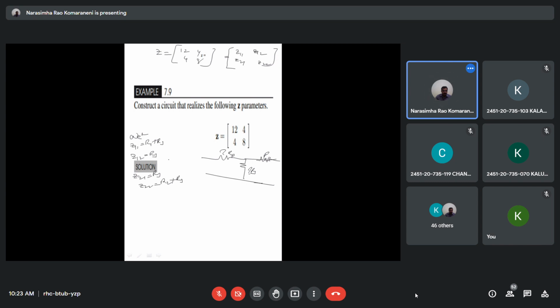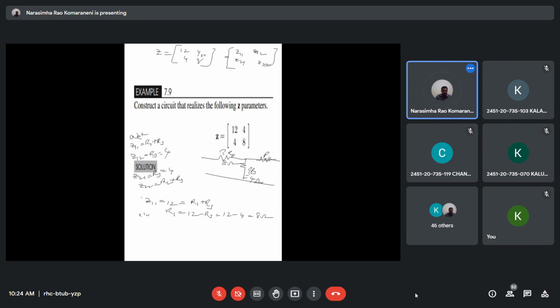So that means here Z12 is nothing but equal to, what is the Z12 value? Z12 is 4. Okay, Z21 is also 4. Means R3 value is directly given, that is 4 ohms, right? And how will you find out R1? We know the Z11 value is given as 12. 12 is equal to R1 plus R3, and also we know the R3 value. So therefore R1 equal to 12 minus R3, that is 12 minus 4. So therefore R1 is 8 ohms.